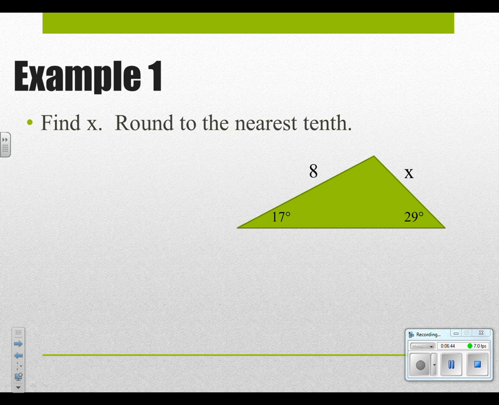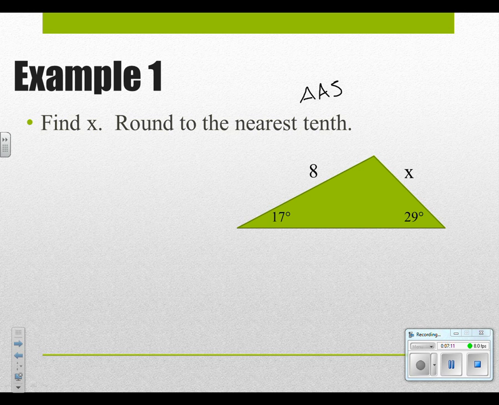What we've got, we have two kinds of things that we know. Do we have angle, side, angle, or angle, angle, side? The side is not in between them. So we've got angle, angle, side. So can we use the law of sines? Yeah.